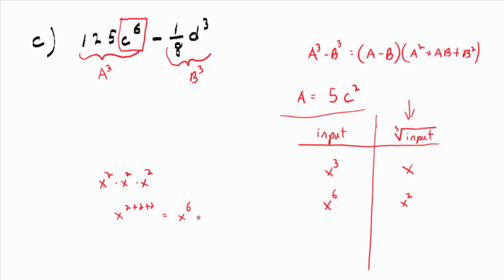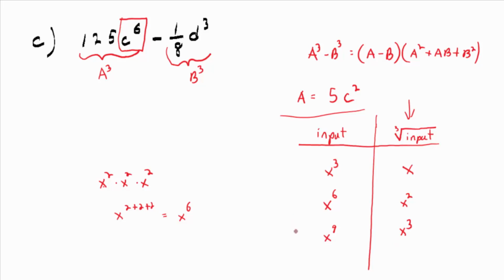So let's see if we see a pattern here. What's the next exponent up that has a multiple of 3 in it? What's the next number up from 6 that's a multiple of 3? 9. So what do you think the cubed root of x to the 9 would be? That's right, x cubed. Because if you took x cubed times x cubed times x cubed, you'd get x to the 3 plus 3 plus 3, x to the 9.